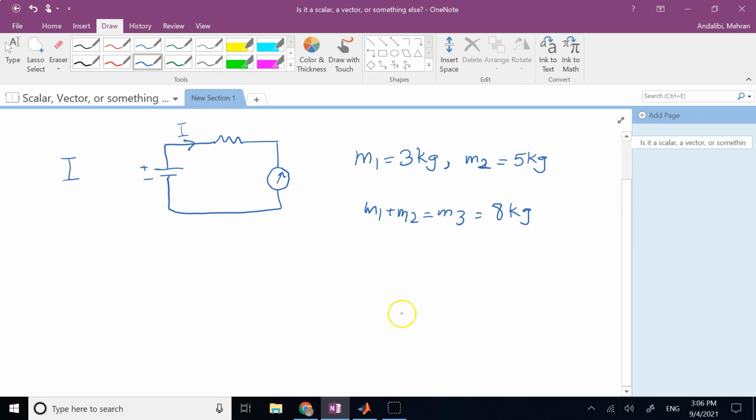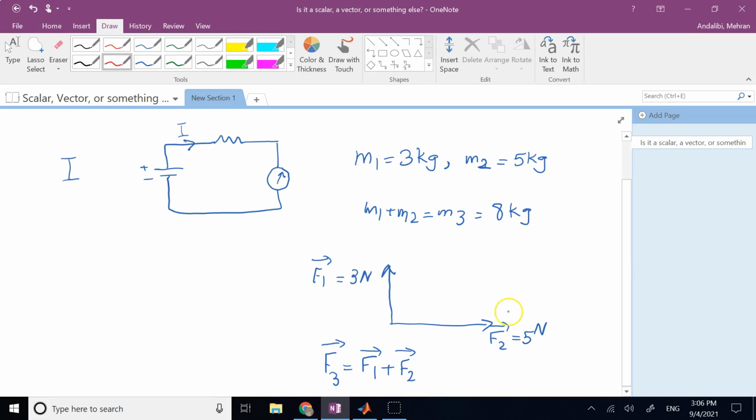always 8 units. For example, if I have a force in this direction, this force is 3 Newton, F1. And I have a force perpendicular to that. This force F2 has a magnitude of 5 Newton. Now the summation F1 plus F2, if you call it F3, the magnitude of F3 is definitely not 8 Newton in this case. We have to use the parallelogram method or the triangular method to add them.